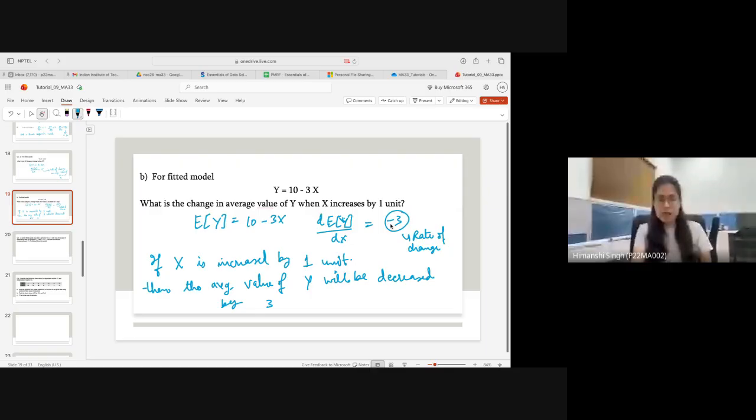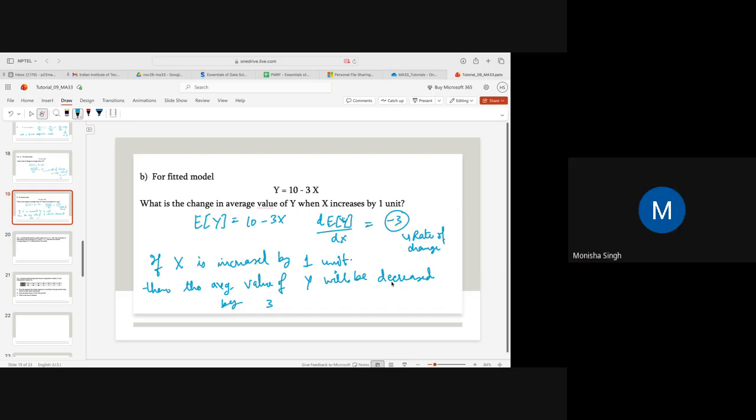If it was positive, then I can say that if x is increased by 1 unit, the average value of y will increase by 3 units. But because it is negative here, it is saying that the average value of y will decrease by 3 units. Okay. So I hope now it's clear. Yes, ma'am, got it. Thank you.